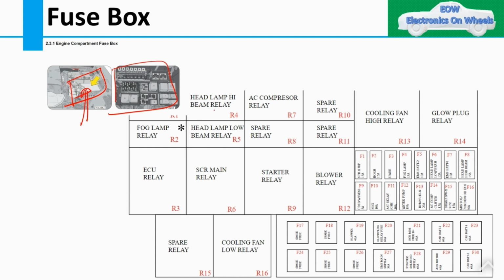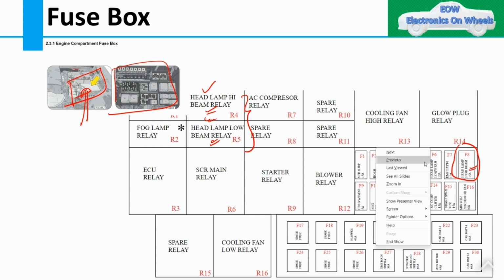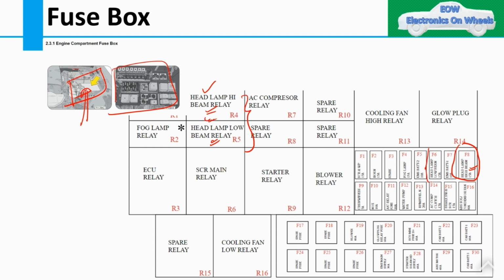So here you can see the fuse box, which contains the relay as well as the fuses. Headlamp relay, high beam relay, headlamp relay, low beam relay, you will see here. These are the two relays which we are going to use. We have already discussed them. Then we have these two fuses: F8 high beam fuse, which is 15 amps, and the low beam fuse, that is also 15 amps.